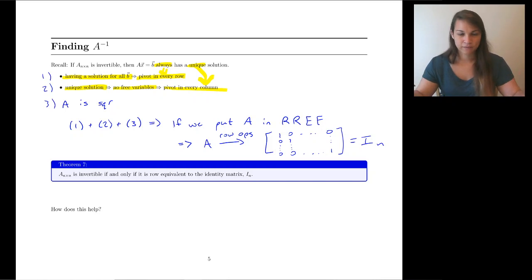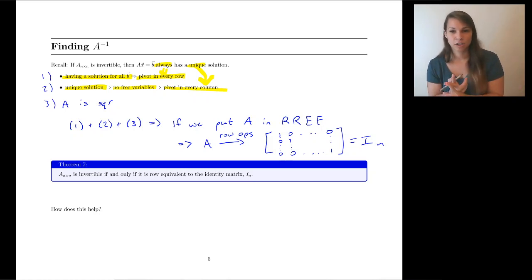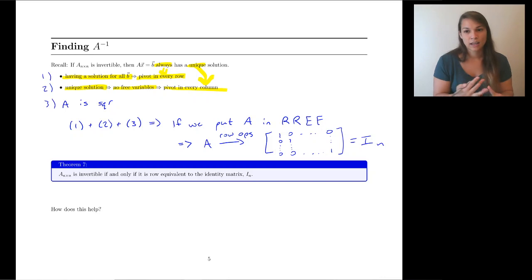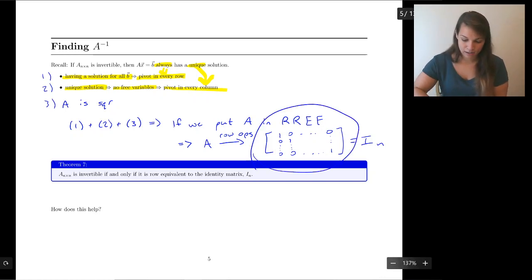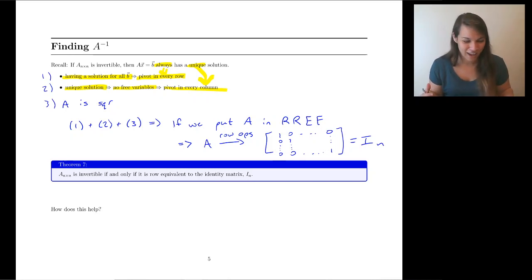Why is that? Brief connecting of dots. We've already proved it. We said that if it's invertible, it has a unique solution. If it has a unique solution, then this is the only way A can look. Okay. How does this help with finding the inverse of A? That's what I promised you. Okay, we're getting there.